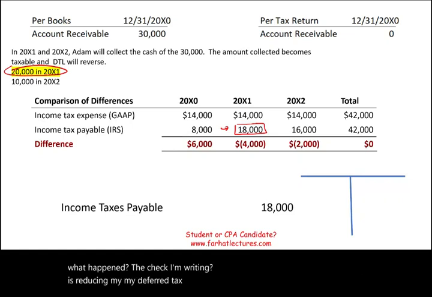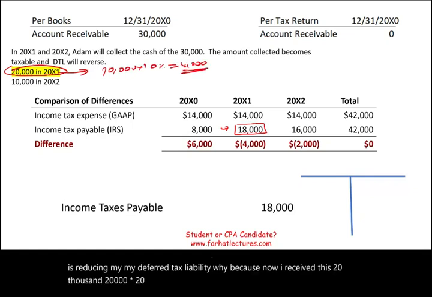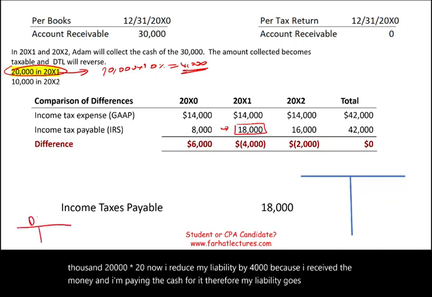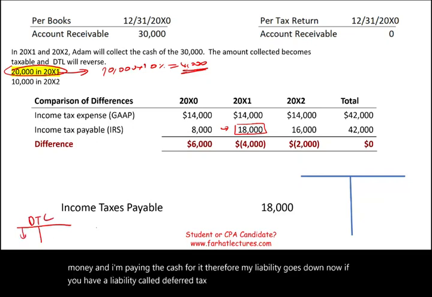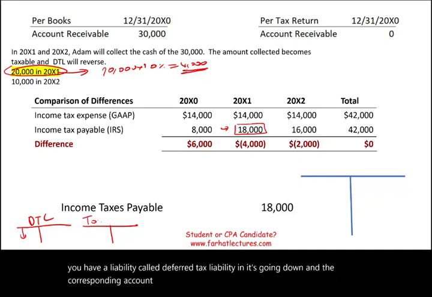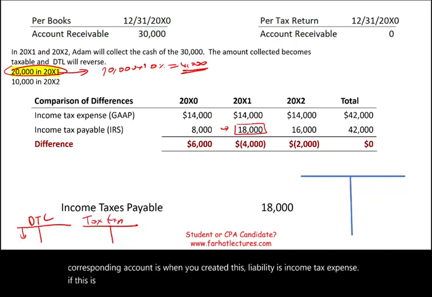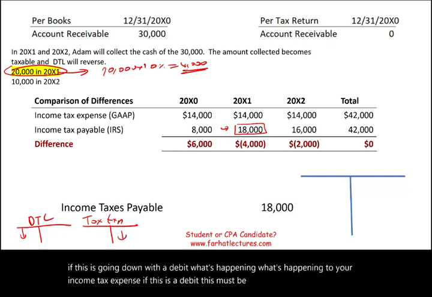Why? Because now I receive this 20,000 times 20%. Now I reduce my liability by 4,000 because I receive the money and I'm paying the cash for it. Therefore, my liability goes down. Now, if you have a liability called deferred tax liability and it's going down, and the corresponding account when you created this liability is income tax expense, if this is going down with a debit, what's happening to your income tax expense? If this is a debit, this must be a credit. It means your income tax expense is going down.